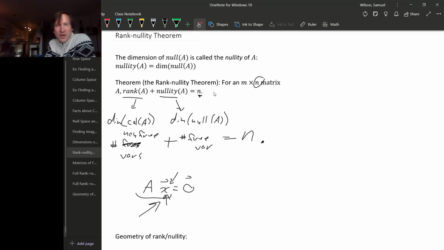So when you translate this into the language of a homogeneous equation, this says that the number of free variables plus the number of non-free variables is all of the variables, which is obvious when you say it that way. But when you interpret it in terms of the image and null space of the matrix, it tells you non-obvious things about the dimensions of those spaces. So that's why the rank nullity theorem is surprisingly simple, but also surprisingly surprising.